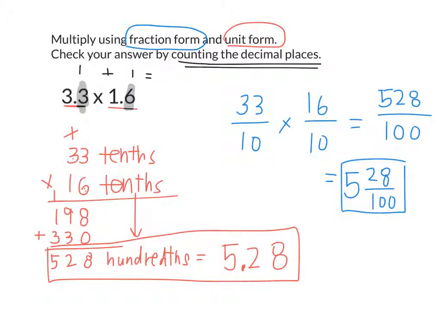So how many decimal numbers do I have altogether? That means in my product, I should have 2 digits after the decimal. In my product, how many digits do I have after the decimal? 2. So that's how I can check my work by counting the decimal places. However many I have in the factors altogether, I should also have in my answer. Make sense?